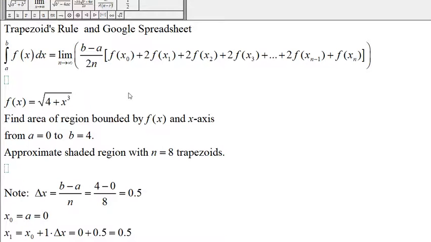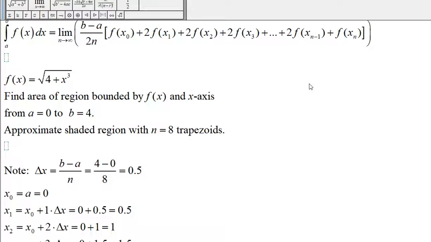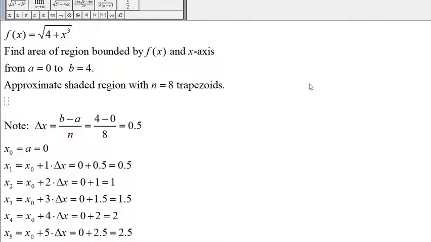And so that's how we would figure out the x of i's. The reason we need the x of i's is to calculate all of these f of x of 0, x of 1, x of 2, x of 3, all the way to x of n. In this case, n is 8. And so that's why we have to figure out the x of i's first.